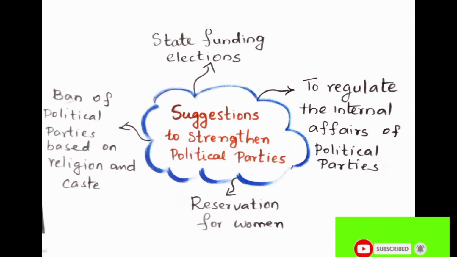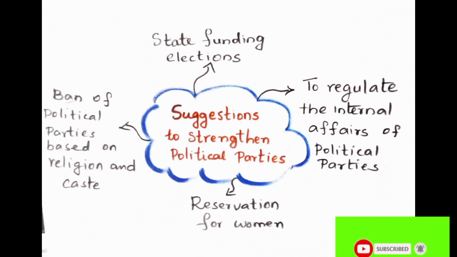Next, reservation for women. It should be made mandatory for political parties to give about one-third seats to women. Women should also be in the decision-making bodies of the party. Next, ban on political parties based on religion and caste. Political parties which are organized on communal or caste basis should be banned. If the above suggestions are accepted by all the political parties, it could lead to some improvement in their working.